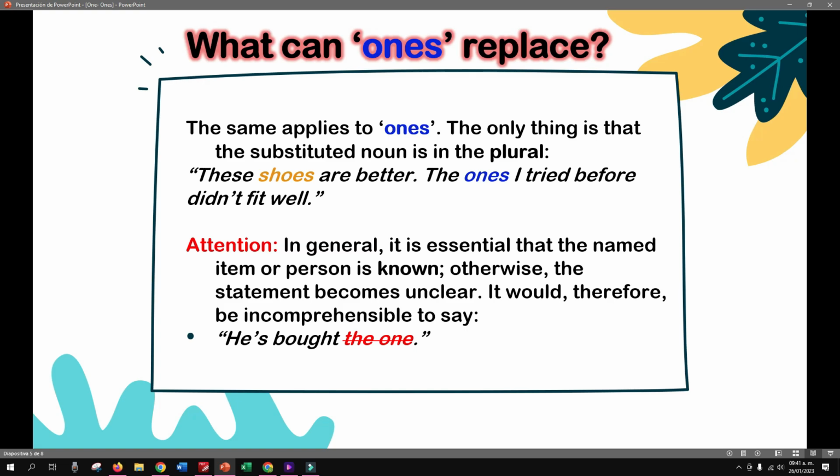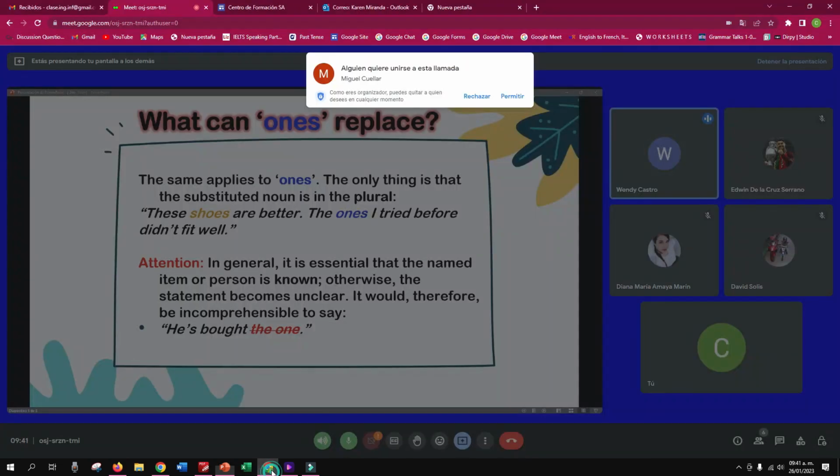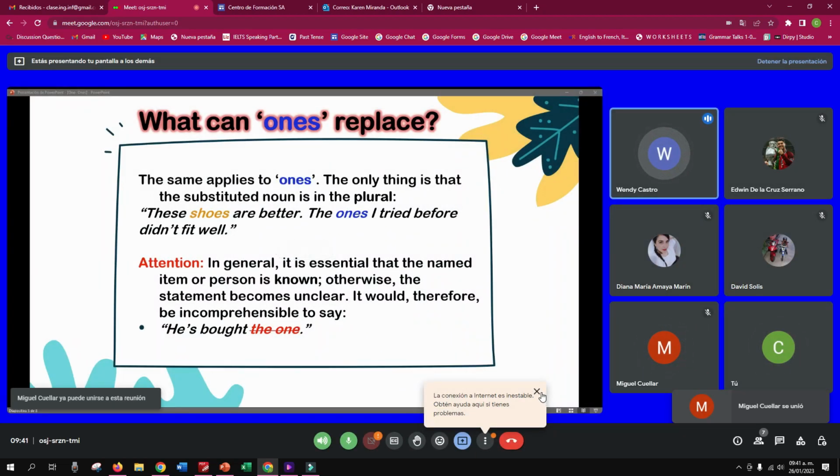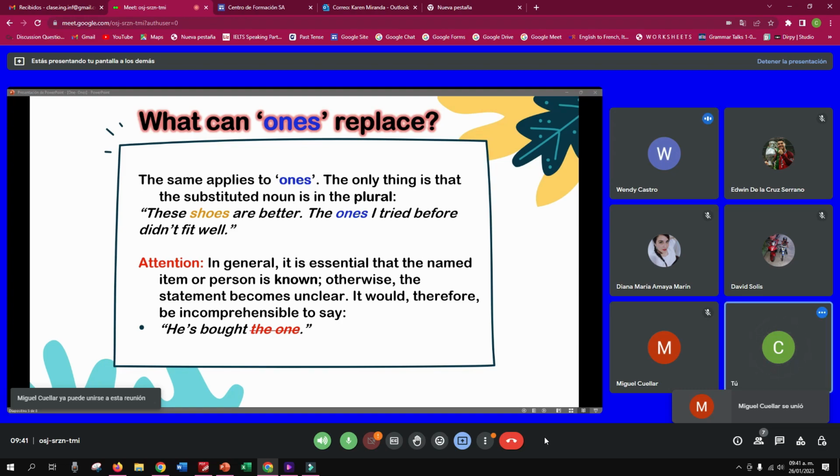Attention. In general, it is essential that the name, item, or person is known. Otherwise, the statement becomes unclear. It will therefore be incomprehensible. Okay.